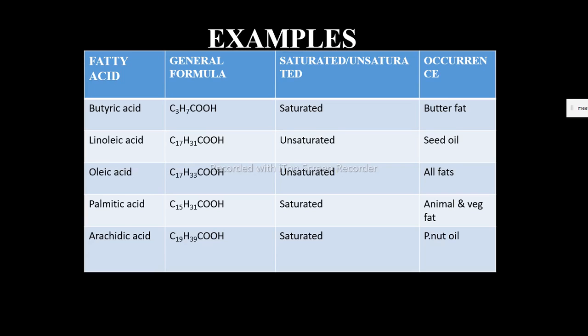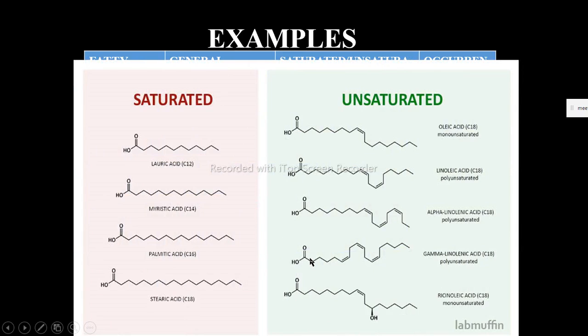Then we have oleic acid, which is C17, same, and it is unsaturated. It is found in all fats. Then palmitic acid, found in animal oils and vegetable oils, and it is saturated. Arachidic, and so on. There are very many. So you can have a look. These are saturated. You can see how they appear. And then these are unsaturated.